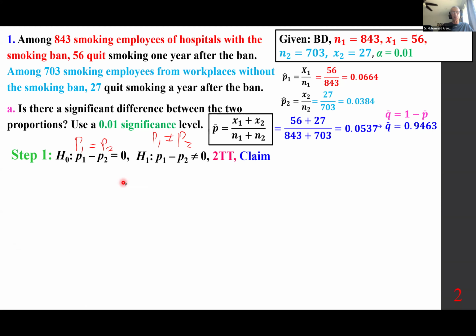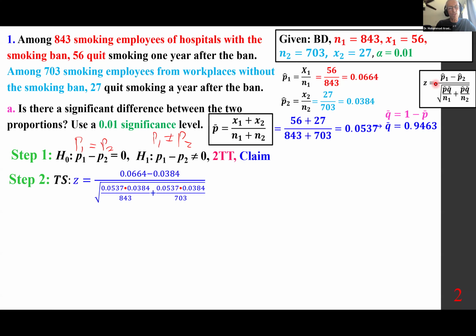The next step is the test statistic. The formula is P1 hat minus P2 hat over the square root of P bar Q bar over N1 plus P bar Q bar over N2. That's why we did all those calculations. Now we just plug everything in. You put it in the calculator. You get the test statistic, which is a z-value, by the way, equals 2.4319.